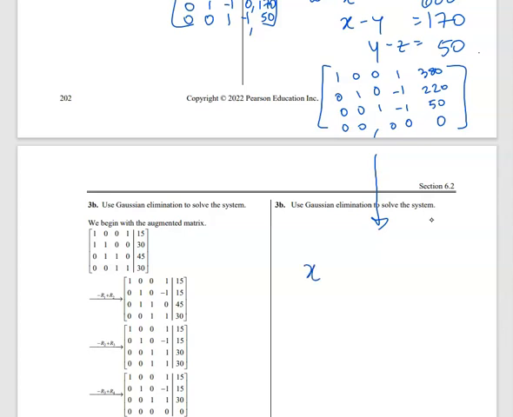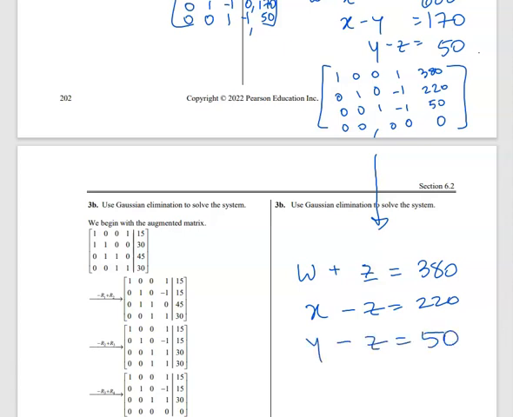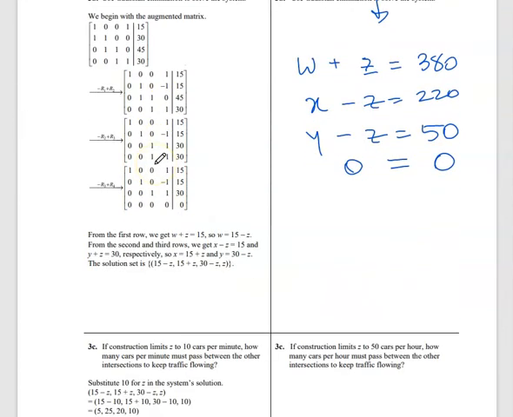We have an equation that goes x plus, oh wait, that wasn't x, that was w all the time. The first coordinate was w this time. I'm used to the 3D case, so we had w, x, y, z. So there's w plus z equals 380. Then we've got x minus z equals 220. And then y minus z equals 50. That last row is just going 0 equals 0. So now we're in the infinite number of solutions case.